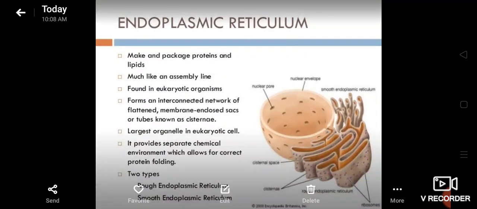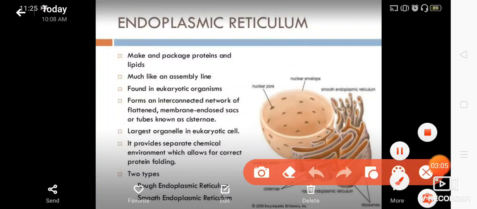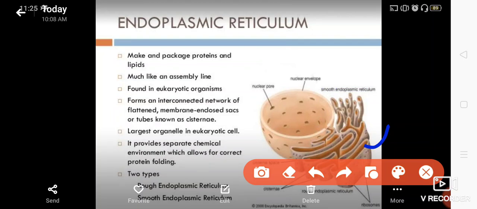Now, these are involved in the synthesis of proteins and their packaging also. Function-wise, if ribosomes are present, then these synthesize proteins, and if ribosomes are absent, that is, if it is smooth endoplasmic reticulum, then it will synthesize lipids. These will pack the lipids or proteins and transport them to the Golgi body, which will transport them inside the cell or outside the cell. These are present in the eukaryotic cells. All the eukaryotic cells have these structures.